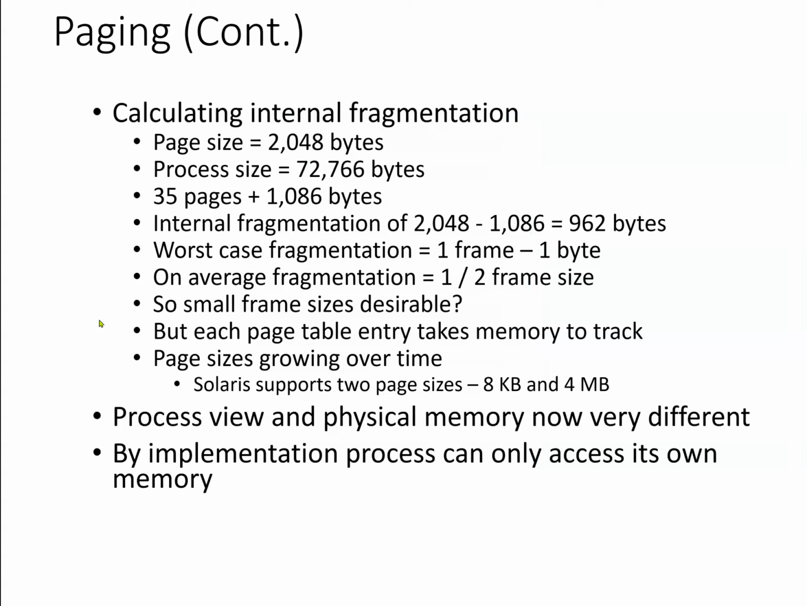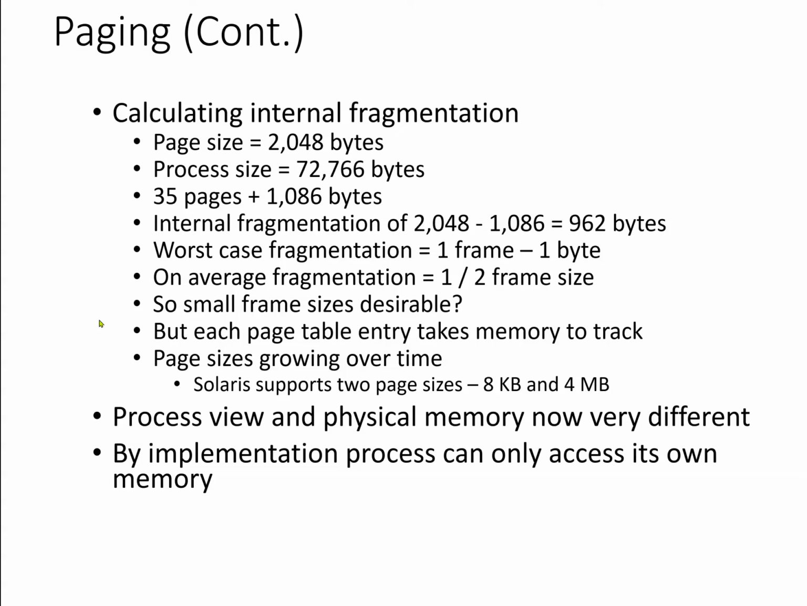So how do we calculate internal fragmentation? We've got a page size of 2K and a process size of 72,766 bytes approximately. That gives us 35 pages plus 1,086 bytes. So our fragmentation would be 962 bytes. Our worst case would be one frame containing 1 byte.